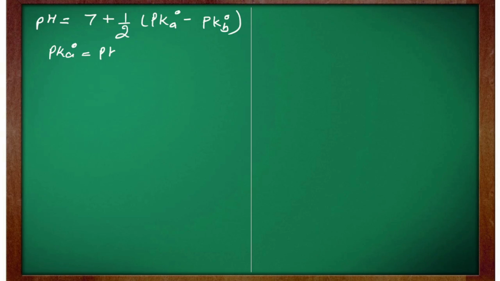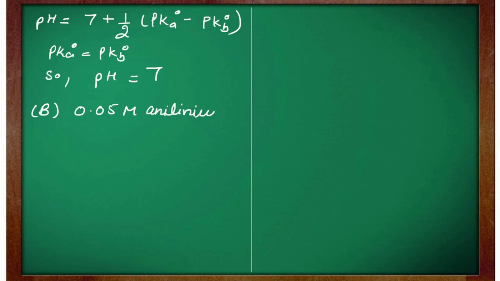Given ammonium acetate, a salt of weak acid and weak base, pH is 7 plus half of pKa minus pKb. In this case pKa is equal to pKb, so pH value comes out to be 7. Part B. Given concentration of aniline acetate is 0.05 molar. Ka is equal to 1.8 multiply by 10 raised to power minus 5.